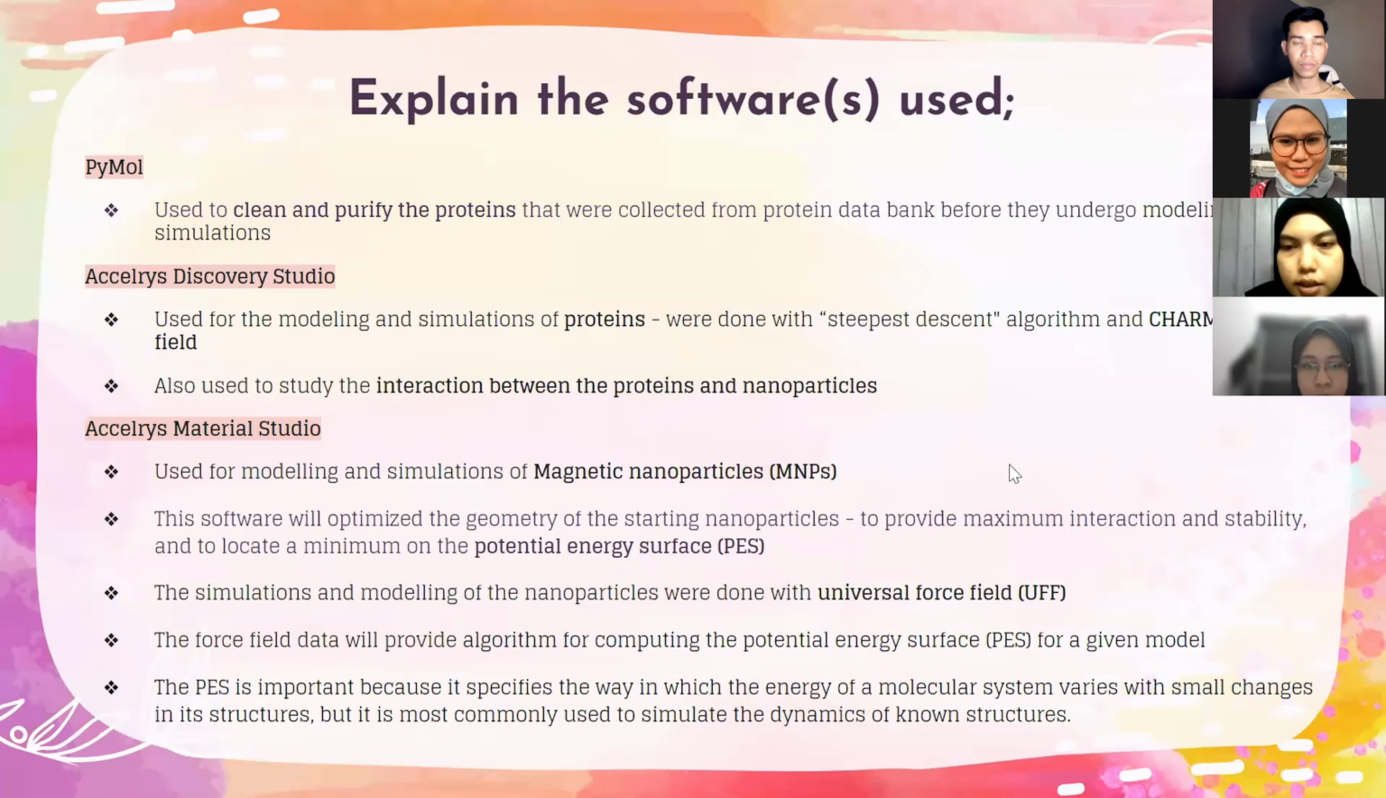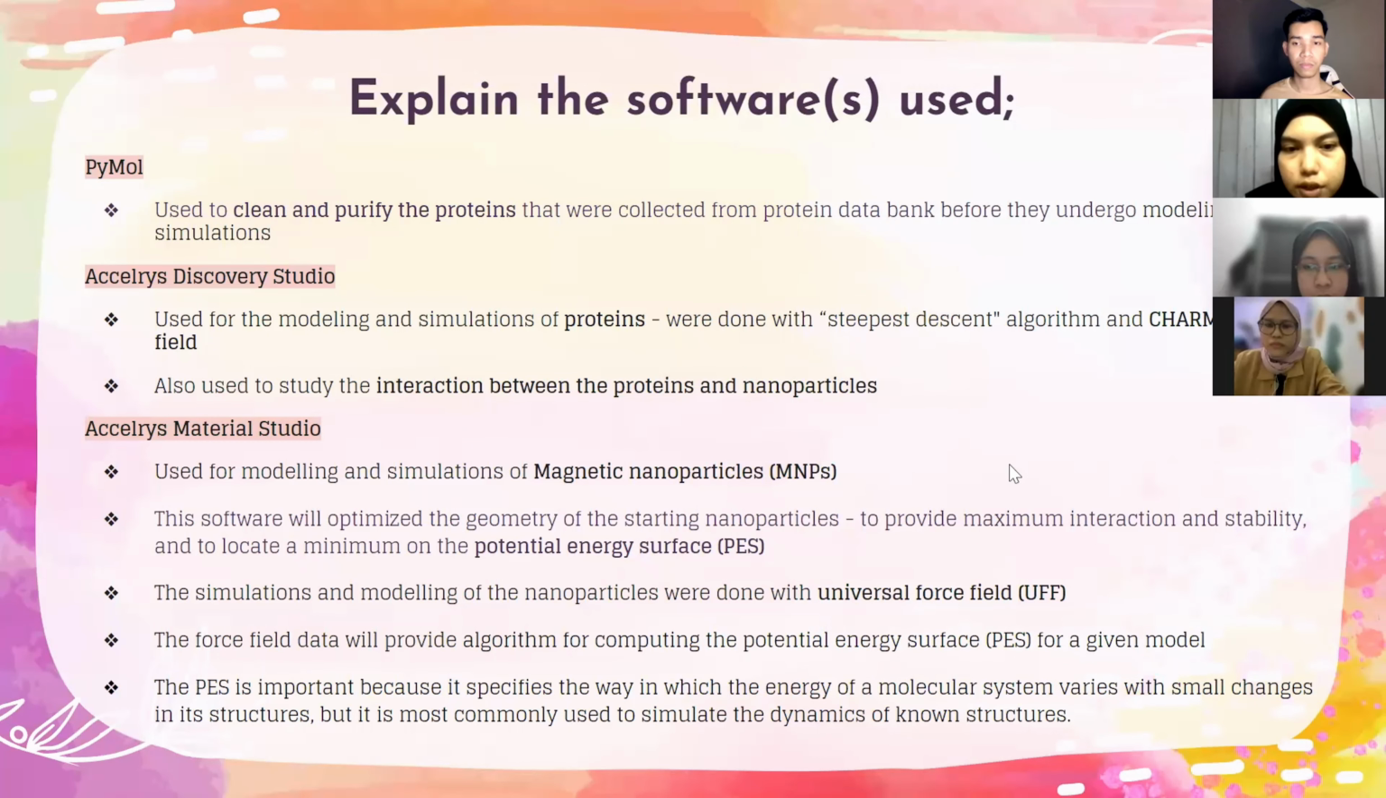The second software is BIOVIA Discovery Studio software. This software we use for the modeling and simulations of protein, where it was done with the steepest descent algorithm and CHARMm force field. This software is also used for the study of the interactions between the proteins and nanoparticles. The last software is BIOVIA Materials Studio. This software is used for modeling and simulations of magnetic nanoparticles.